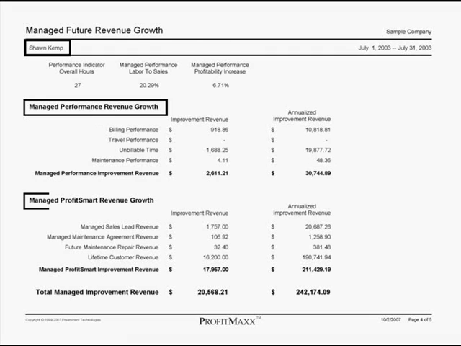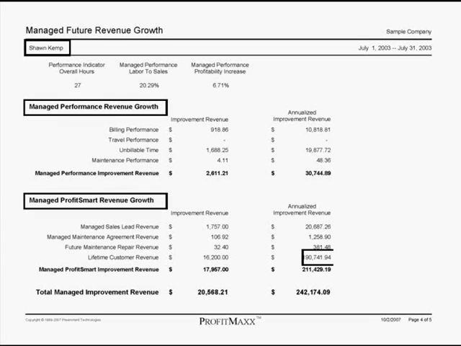Now, if we take a look at Shawn's managed ProfitSmart revenue numbers, we wind up with managed sales lead revenue of $1,757 in improvements. Over the course of a year, that totals out to $20,687. The managed maintenance agreement revenue is $106.92, and for the year that totals out to $1,258. Future maintenance revenue, repair revenue, $32, and over the course of a year, $381. And lastly, the lifetime customer revenue of $16,200.